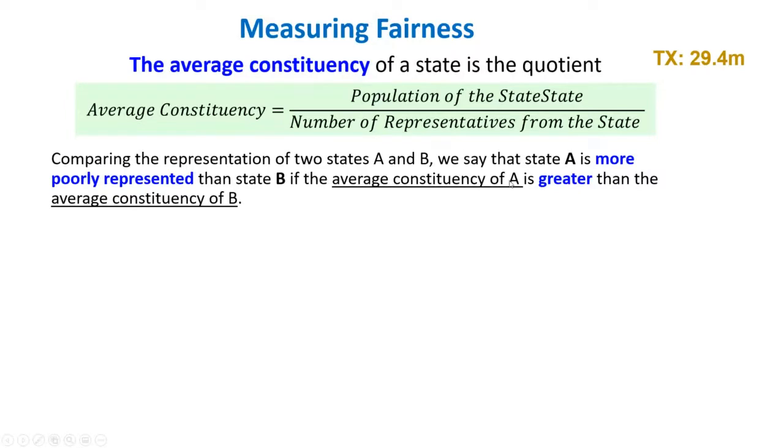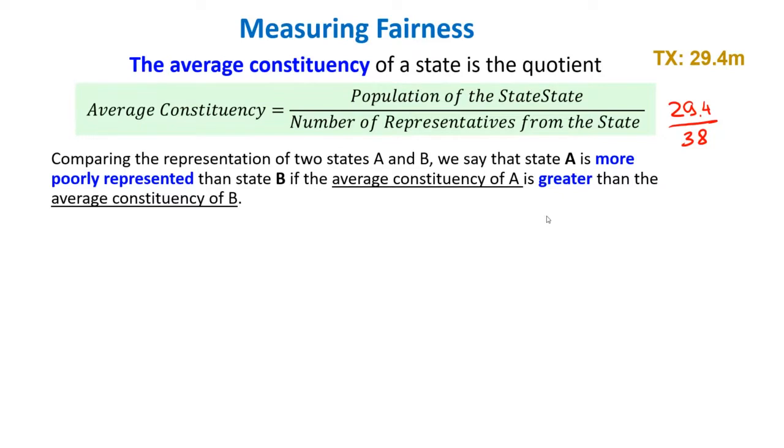Like Texas has 29.4 millions. Now Texas has 38 representatives. So this fraction gives the average constituency of Texas. And this fraction shows how many people, constituents, are represented by one person. One of the 38 representatives represents this number of constituents.